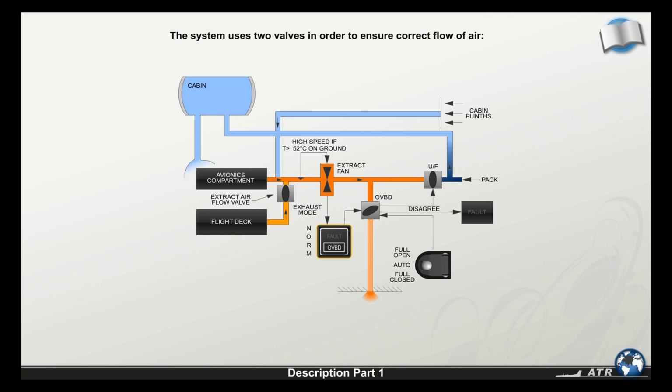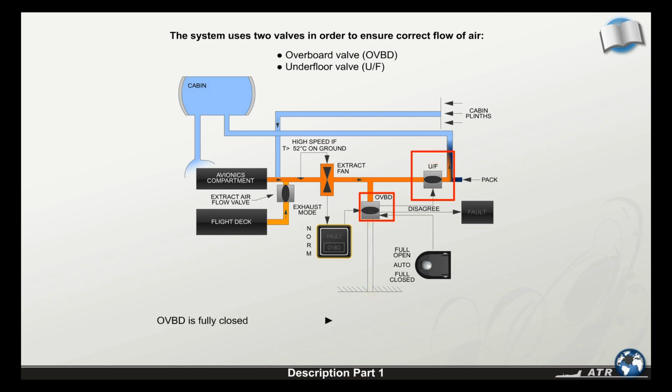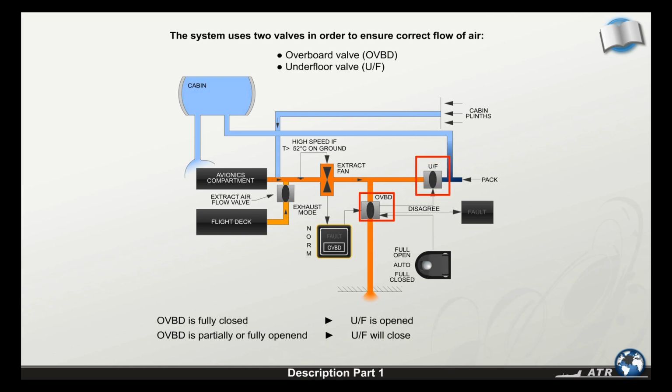The system uses two valves in order to ensure correct flow of the air. The overboard valve, which in fact controls the underfloor valve. When the overboard valve is fully closed, the underfloor valve is opened. When the overboard valve is partially or fully opened, the underfloor valve will close.